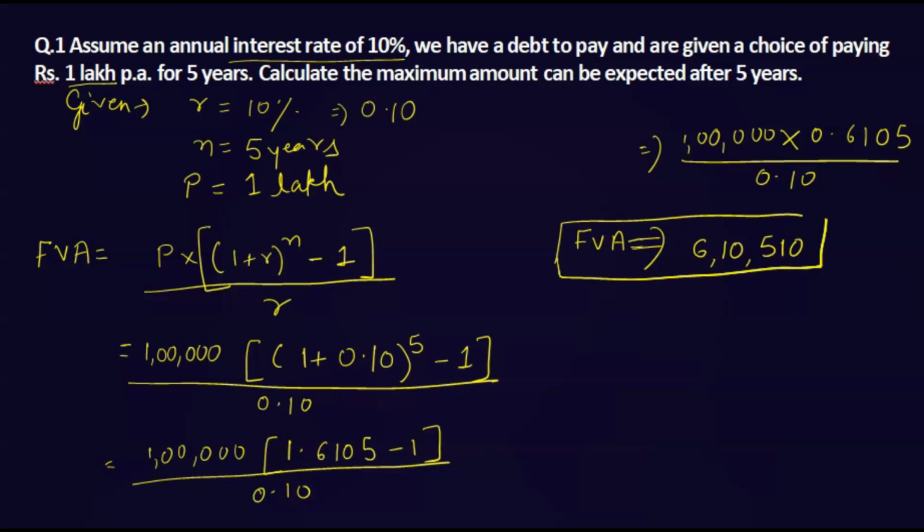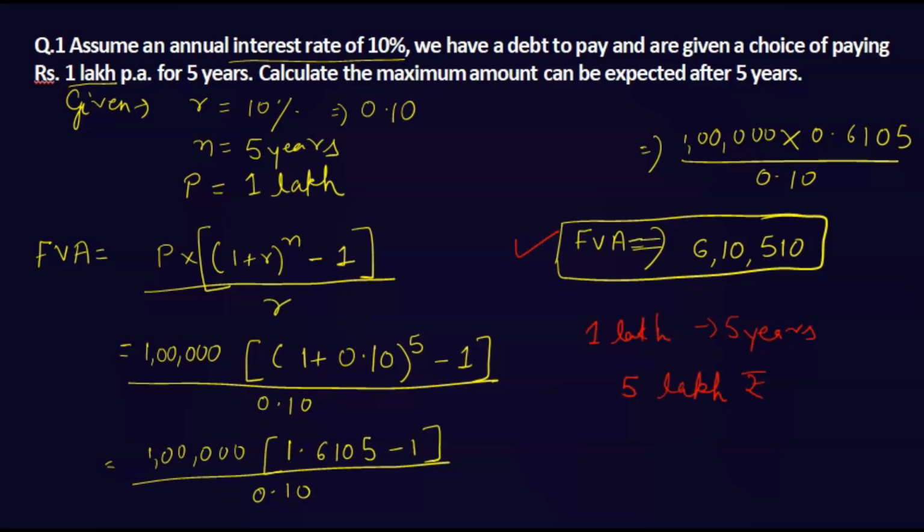So please check it. This is the answer for this question. The debt was of 1 lakh rupees per annum for 5 years, which means the debt taken was 5 lakh rupees. The future value we calculated with the interest rate of 10% becomes 6,10,510. So the difference is the interest amount.